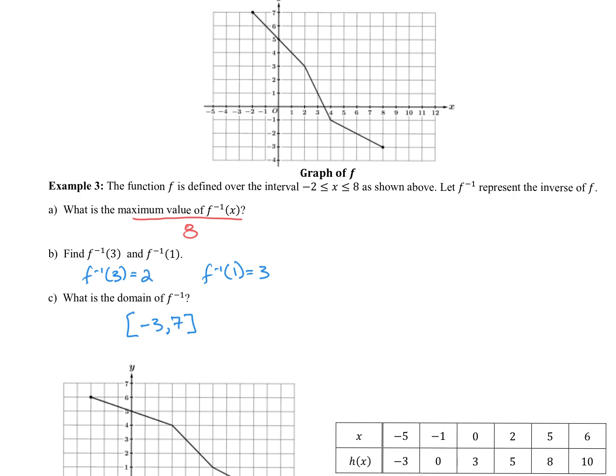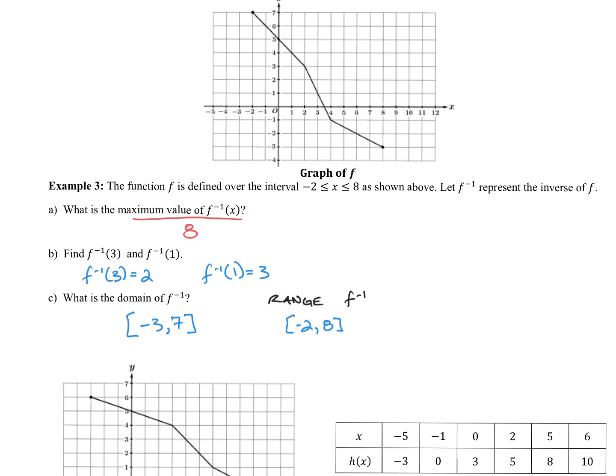All right. Now, if I wanted to, let's go further. What is the range of f inverse? What is the range here then? It'd be -2 to 8. All right. All right, pretty good there?